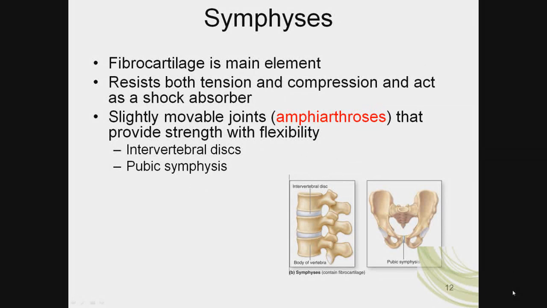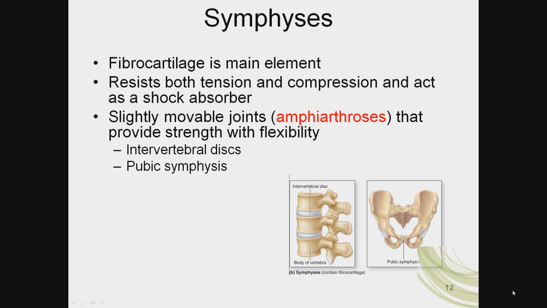A symphysis has a pad of fibrocartilage between the articulating bones. The fibrocartilage resists compression and tension stresses and acts as a resilient shock absorber. All symphyses are amphiarthroses, meaning that they allow slight mobility. One example of a symphysis is the pubic symphysis, which is located between the right and left pubic bones.